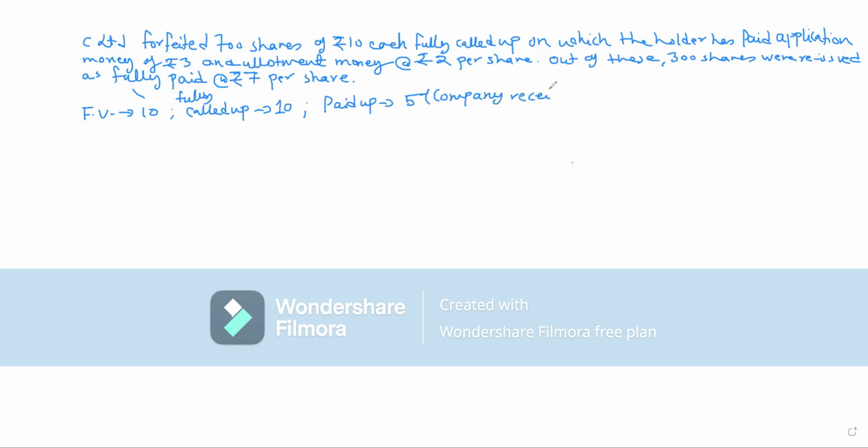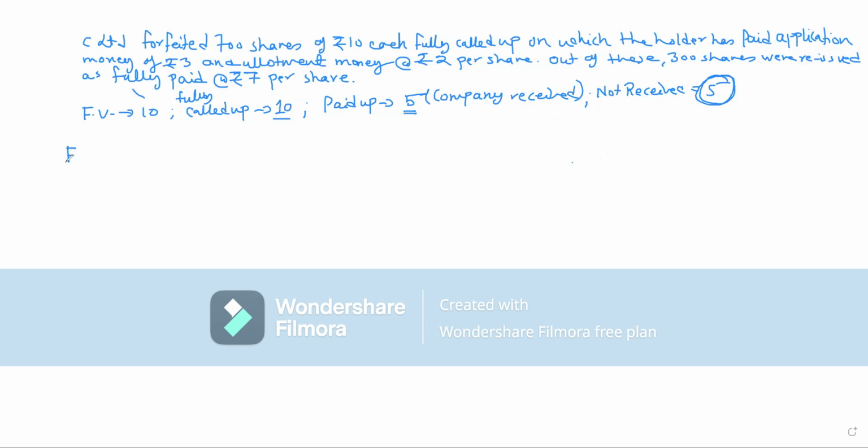In your board exam, this is what you have to analyze. Called up is 10, paid up is 5. Paid up means how much payment the shareholder made, so the company received 5. It also means that out of 10, 5 was received by the company, so how much is not received? 5 rupees. Because of the non-payment of this rupees 5, the shares got forfeited. So how many shares have been forfeited? 700 shares.